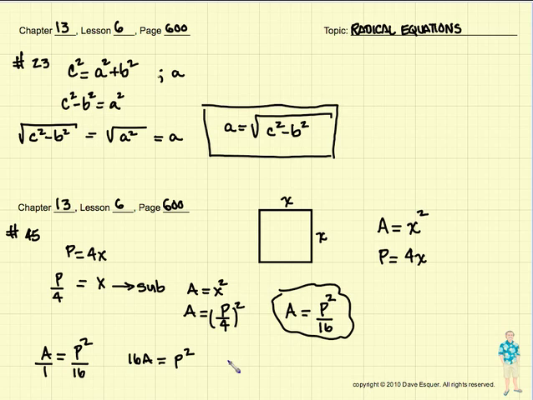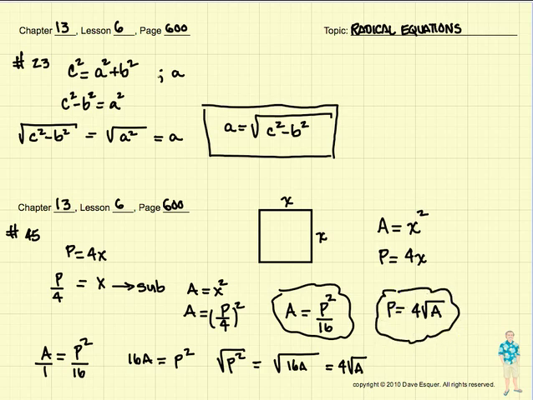What I could do then is take the square root of both sides. I could take the square root of P squared, and that's going to be the square root of 16A, which turns out to be 4 times the square root of A. And we know that the square root of P squared is just P. So if we wanted to write P in terms of A, we could say P is 4 times the square root of A. So there was the second part of our answer.